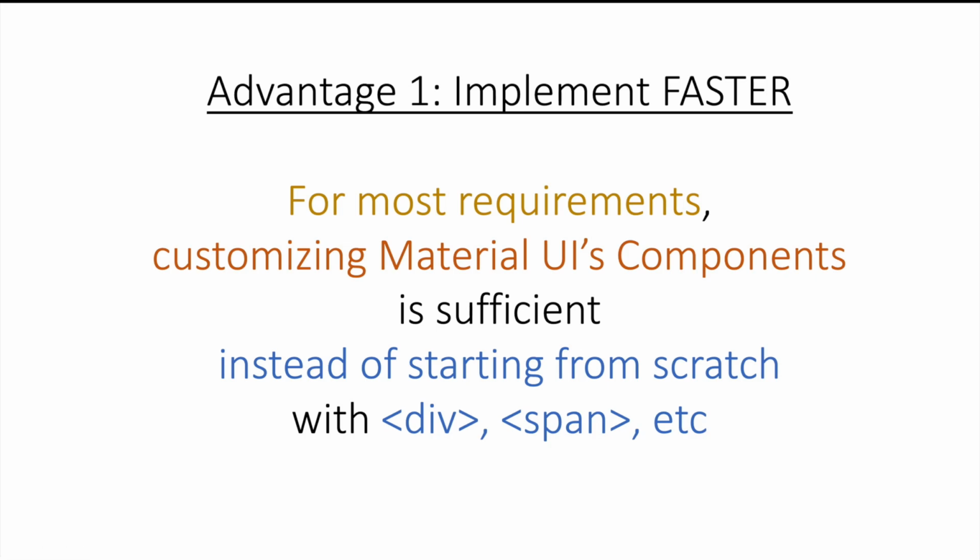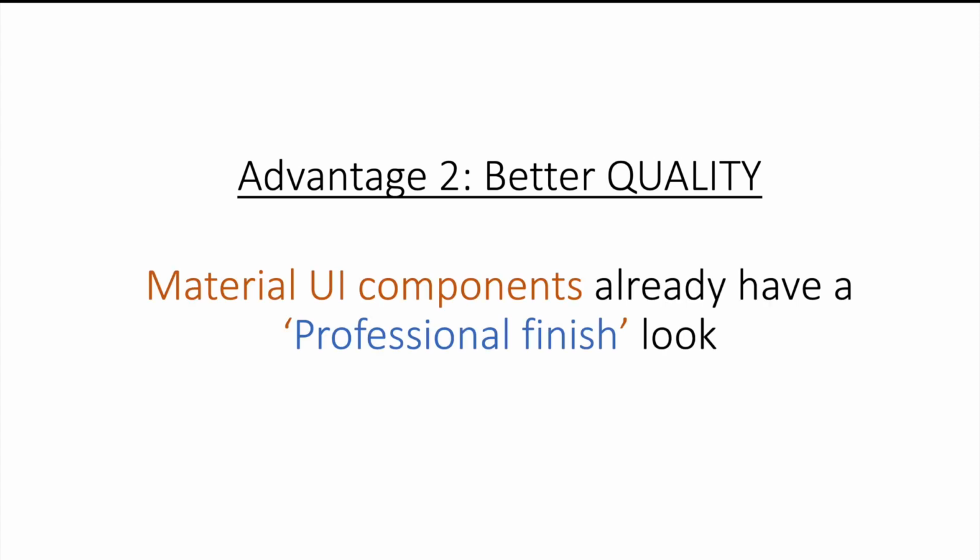With Material UI, we are able to implement faster because instead of starting from scratch with HTML tags like div, span, etc., we can start with Material UI's components as the base and customize them as per our requirements. And for most requirements, that is usually sufficient. And that is why we are able to implement faster when we use Material UI library. And the second advantage is better quality. And that is because Material UI components already have a professional finish look.